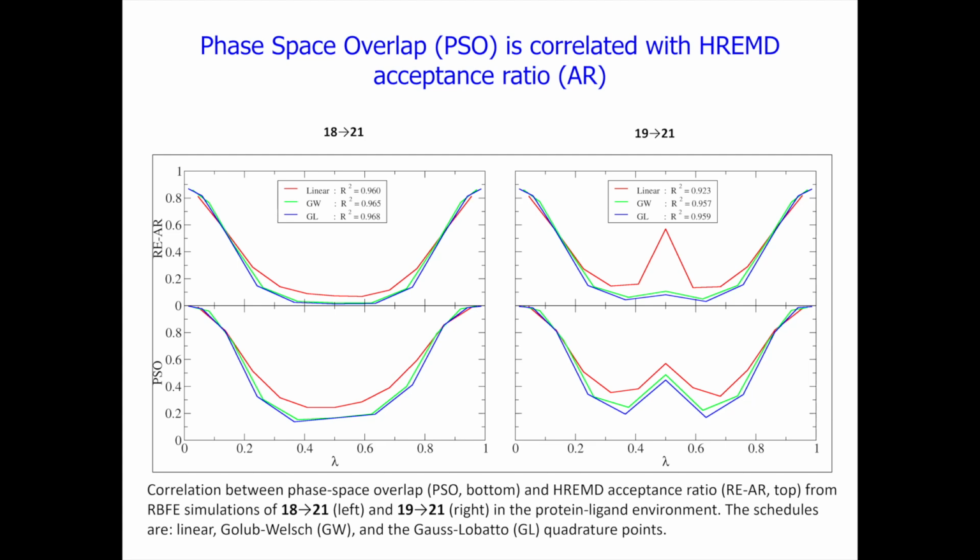So if you have a zero or very low replica exchange acceptance ratio, you're not actually doing enhanced sampling, because you're not doing these critical exchanges, which are the foundations of your enhanced sampling. So the point is that replica exchange acceptance ratios are very important. And to make a long story short, they're also correlated with phase space overlap.